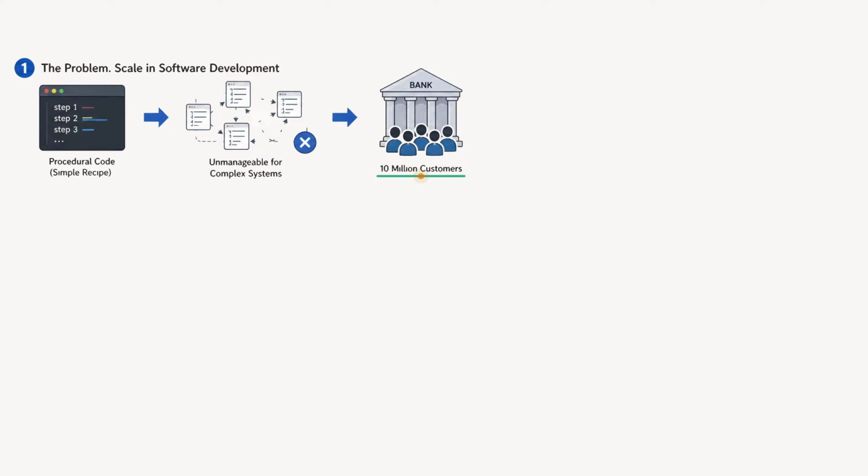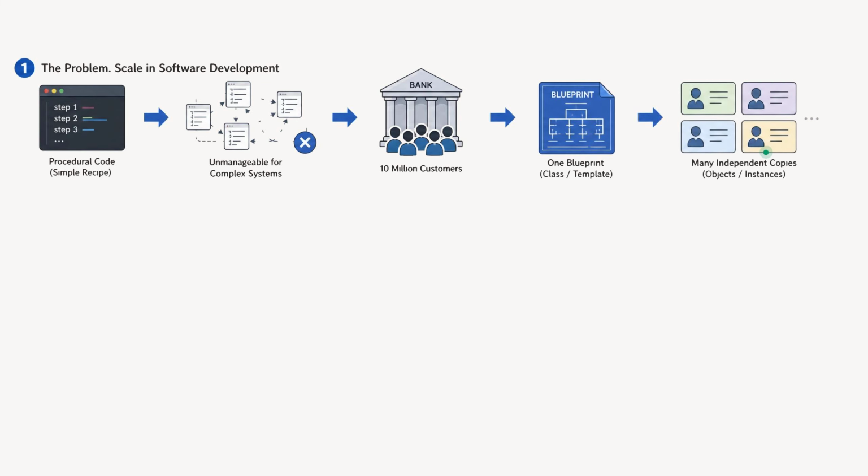OOP provides a beautiful solution to this. Instead of repeating yourself, you write a single blueprint or template just one time. Then you use that single blueprint to generate as many individual copies as you need. Each copy functions as an independent entity called an object, carrying its own specific data while following the strict rules defined by your blueprint.